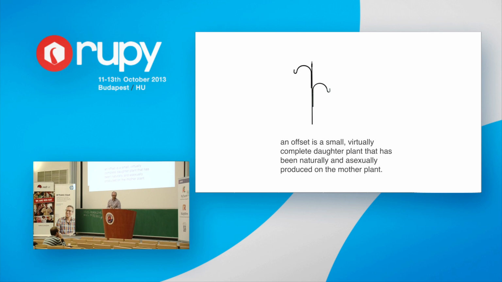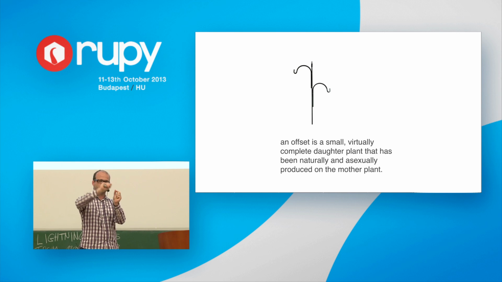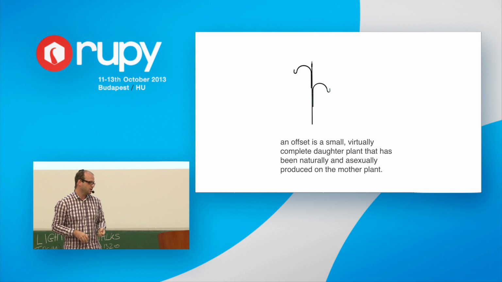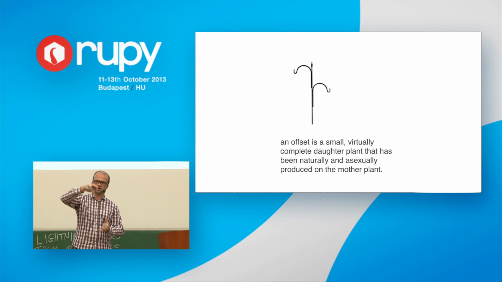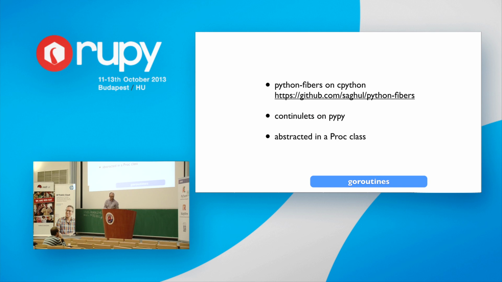So why Offset? An offset is a small and virtually complete daughter plant that has been naturally and asexually produced on the other plants. So if you know you have some plants, sometimes you have another plant that is created from this plant, and that has its own DNA. And this is the same for Offset. It's grown on top of Python, but has its own DNA based on Go. And this is why the name Offset.